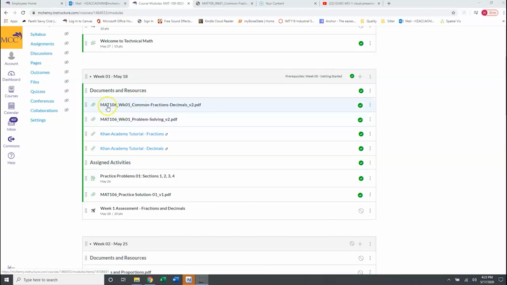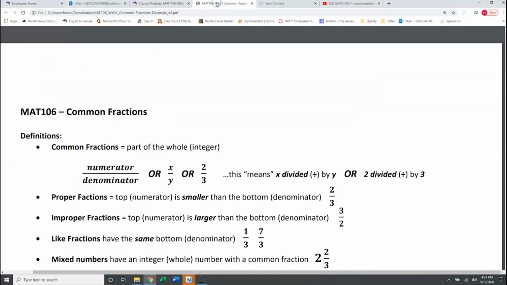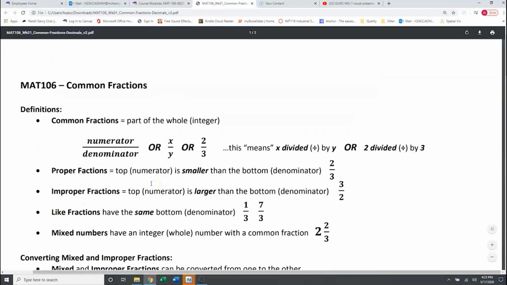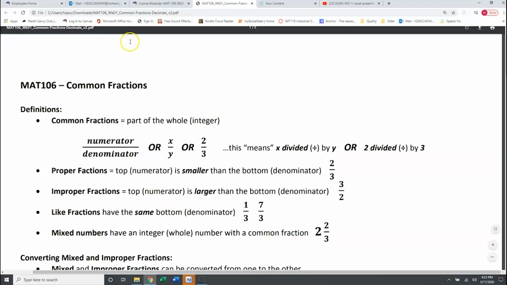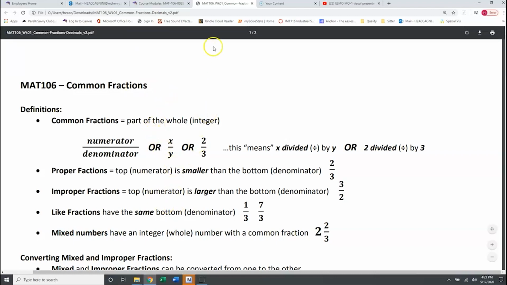So by getting started, we're going to start with fractions and decimals, and that PDF, when you download it, looks like this. So I'm going to go between this and then a live feed where you can see me writing some examples. So I'm going to walk through this and we will use that as a guide.